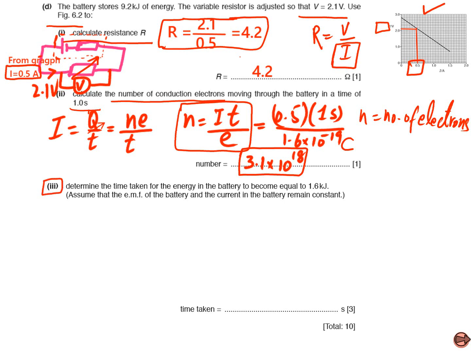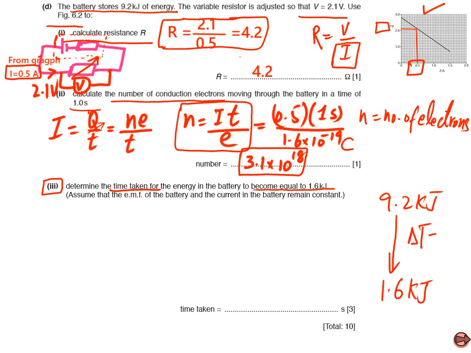In this part, we need to calculate the time taken when energy becomes equal to 1.6 kilojoules. First of all, the initial amount of energy stored in the battery is equal to 9.2 kilojoules, and it becomes 1.6 kilojoules. So we need to find how long it will take, means the time taken. So how can we find that?